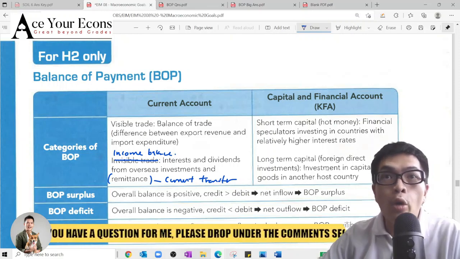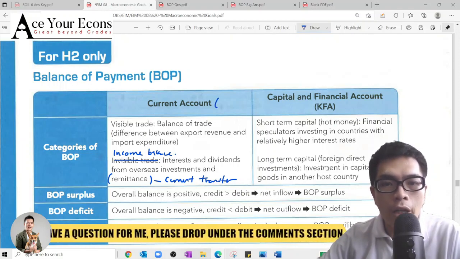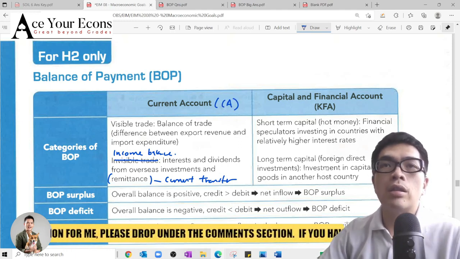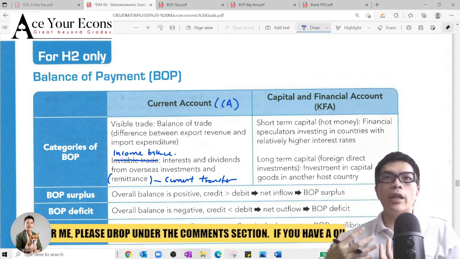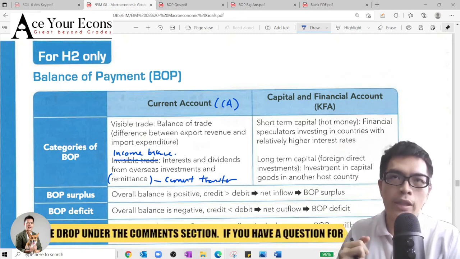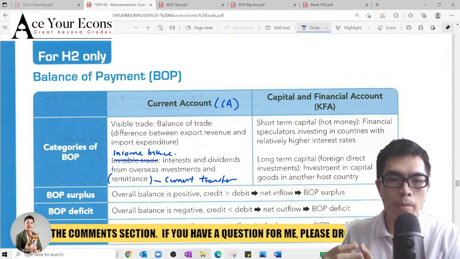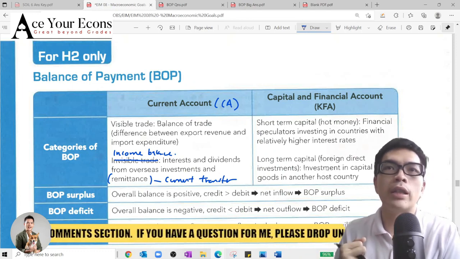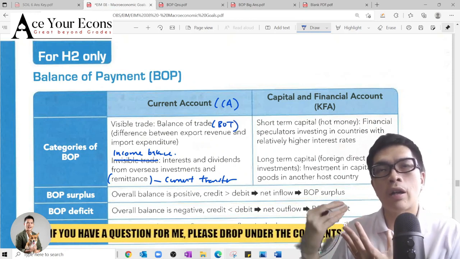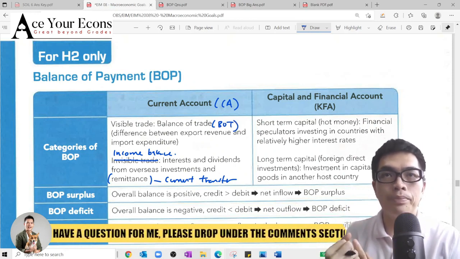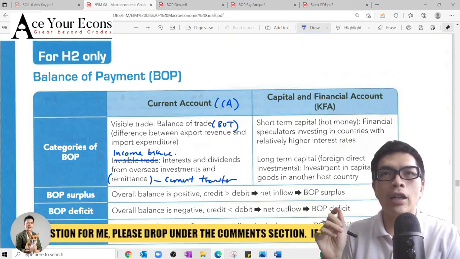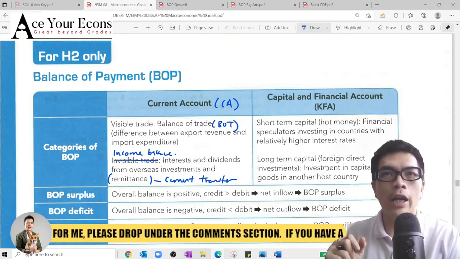For your components, we are looking at your current account, which I call CA, and the capital and financial account, KFA. When the question tells you that there is a balance of payment deficit, the assumption is always a current account deficit. To be more specific, it is the balance of trade deficit, BOT. Unless otherwise stated, always look out for the current account, and for the balance of trade. The capital and financial account can be tested, but it is unlikely a concern for deficit. It's more of the current account.